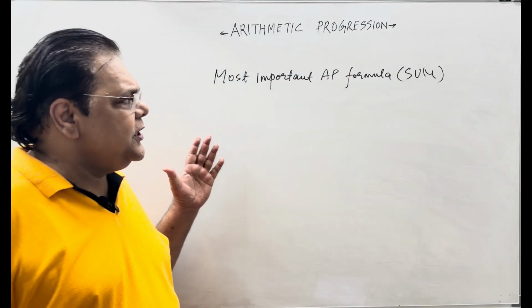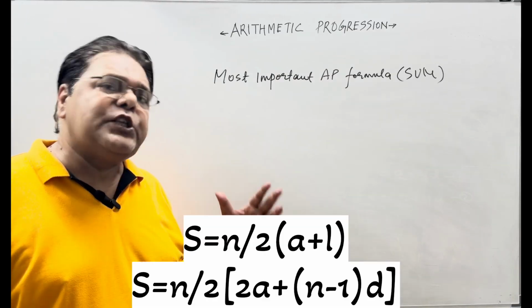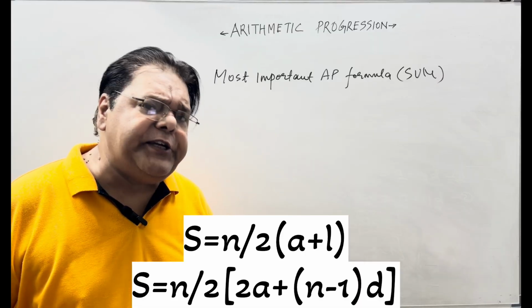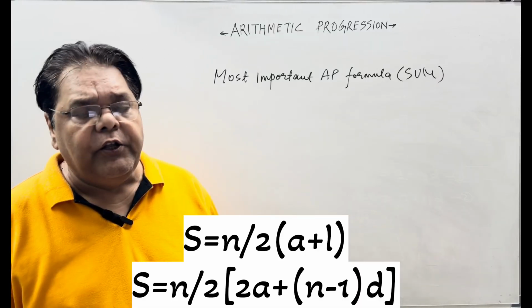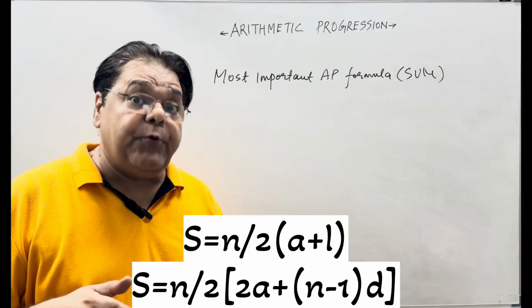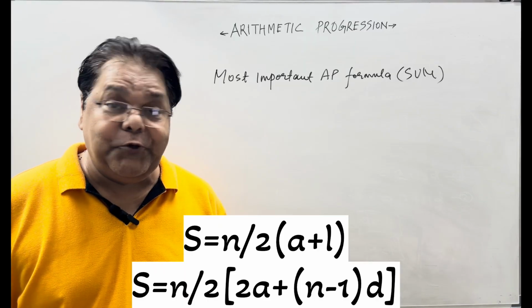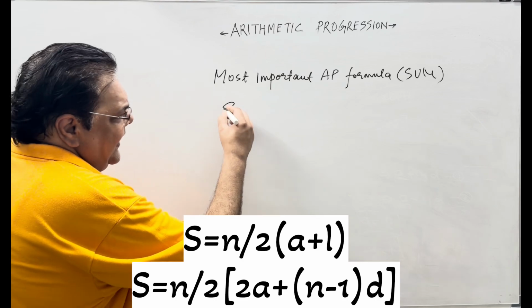This is the most important AP formula, the sum formula. Suppose I want to add the first 100 terms, let's say from 1 to 100. What should I do? Should I keep on adding 1 plus 2 plus 3 plus 4 till 100? Or there needs to be a shortcut.